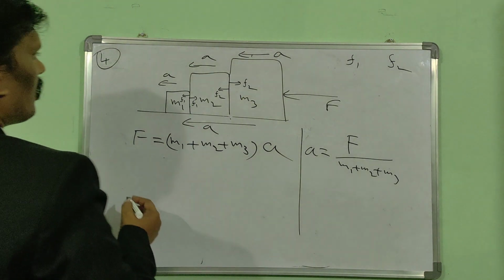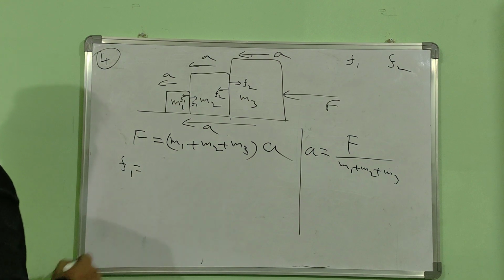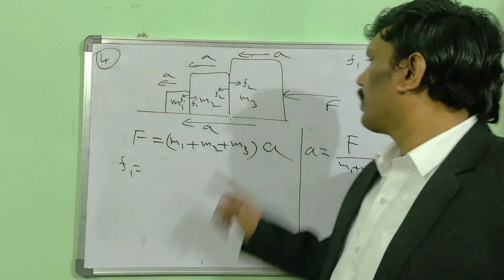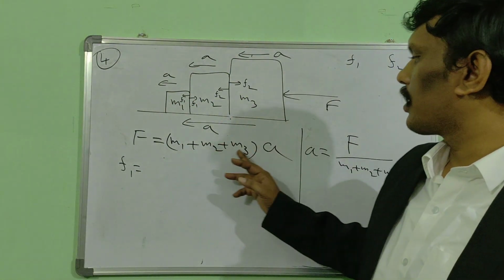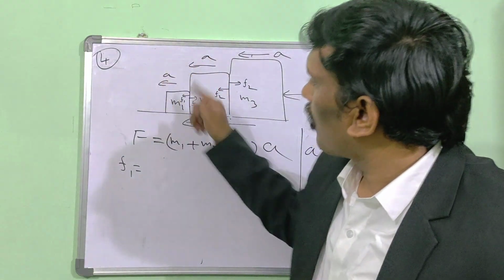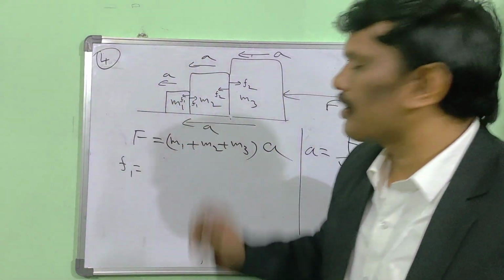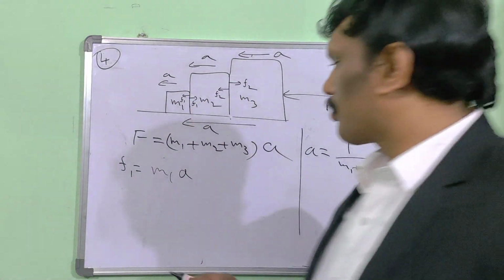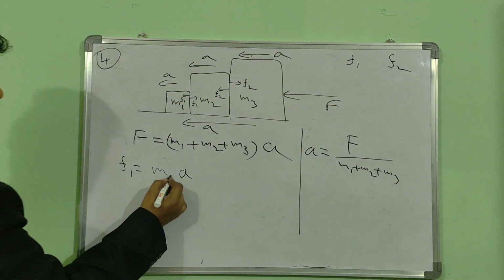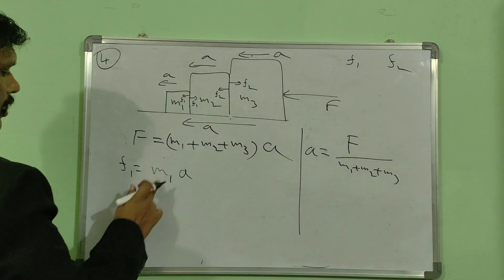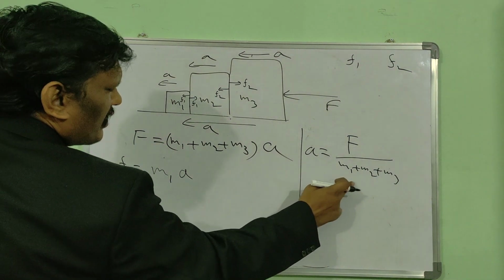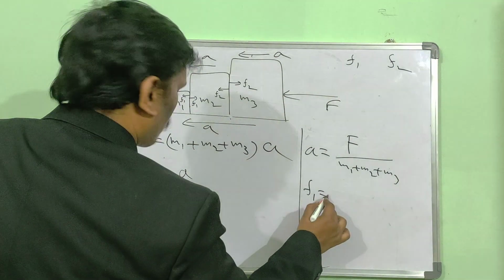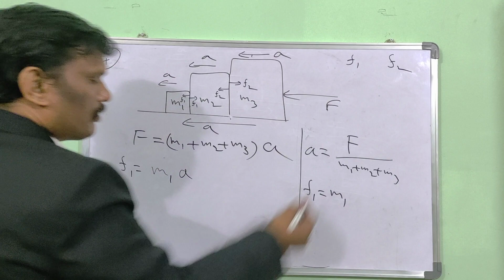Now I am going to calculate the contact force F1. Observe here, F1 pushes only one mass, whereas capital F pushes three masses. That's why I consider three masses there. But here F1 pushes only one mass, that is M1. That's why M1 into its acceleration A. Write down the M1 value and take the acceleration value directly from this formula, and you are going to get the result. So the required formula: F1 is equal to what? M1 into A. This is A.